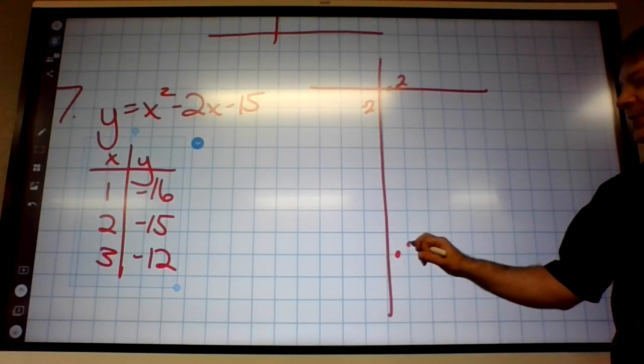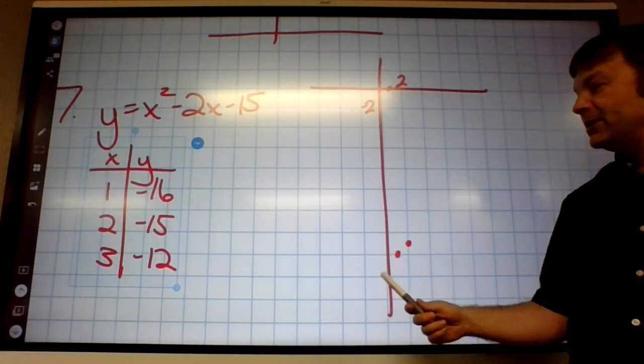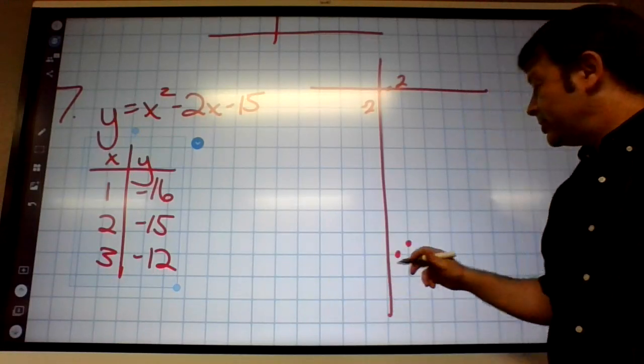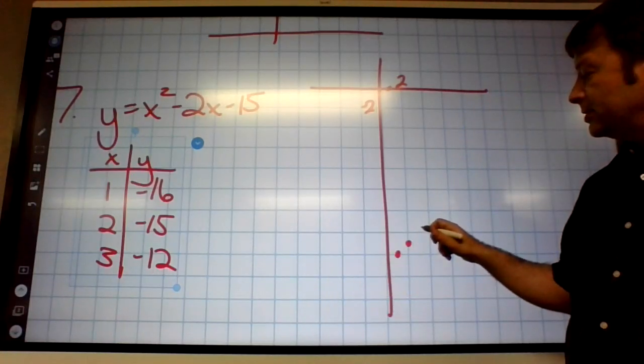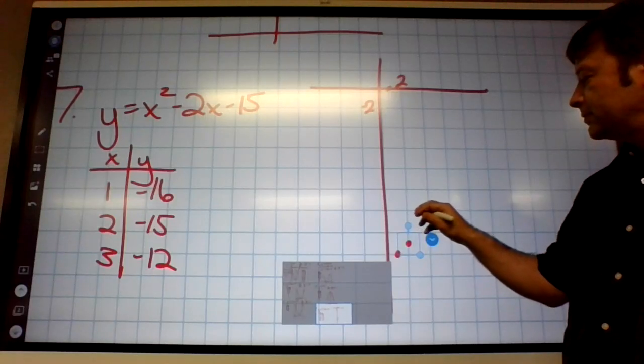Okay, negative 15 is only up half a step. We're going up 1, but that's just half a step. And then 3, 12, 3 would be right here. This would be, let's see, 15, 14, 12.